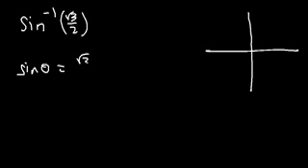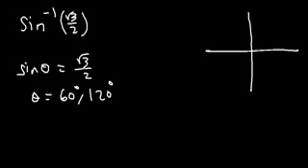Let's say if you have a problem that looks like this, sine theta equals root 3 over 2. There's two answers. Sine is positive in quadrants 1 and 2, so that's 60 degrees and 120. Inverse sine of root 3 over 2 is 60. However, it is not 120. And you might be wondering, well, why is that? Sine 120 is root 3 over 2, but inverse sine of root 3 over 2 can't be 120.